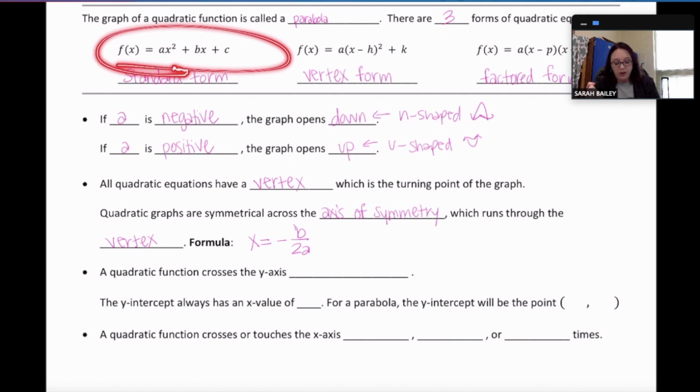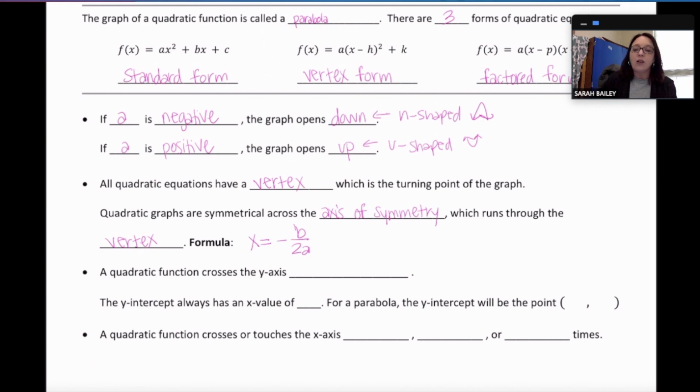you can find the equation for the axis of symmetry. Okay? A quadratic function crosses the y-axis at the y-intercept. Scratch that. We're going to say it crosses the y-axis one time. It's always going to cross the y-axis exactly one time.